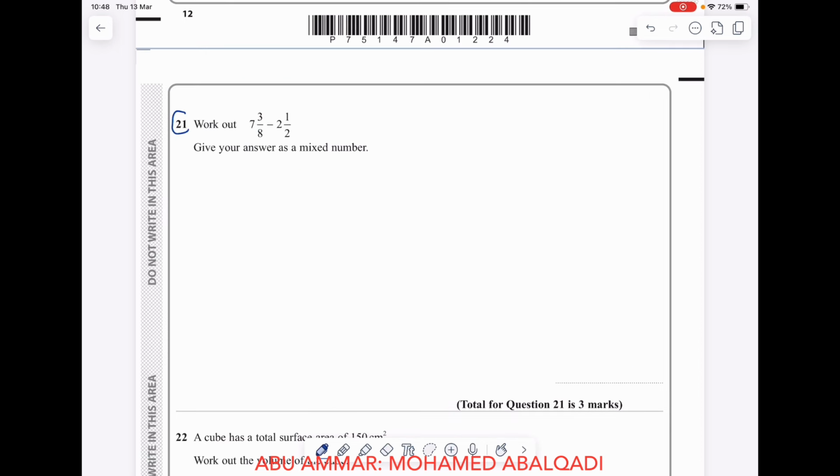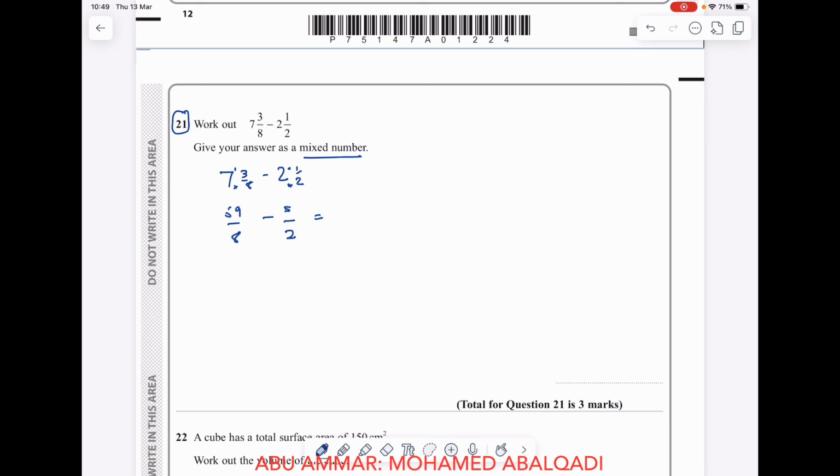We are on to question 21, and question 21 is about subtracting fractions. We are asked to work out and give our answer as a mixed number. So we have 7 3 over 8 minus 2 1 over 2. As you can see, we have mixed numbers or mixed fractions. Our first step will be to convert these mixed fractions into improper fractions. So 8 times 7 is 56 plus 3 is 59. So 59 over 8 minus 2 times 2 is 4 plus 1 is 5. So 5 over 2.